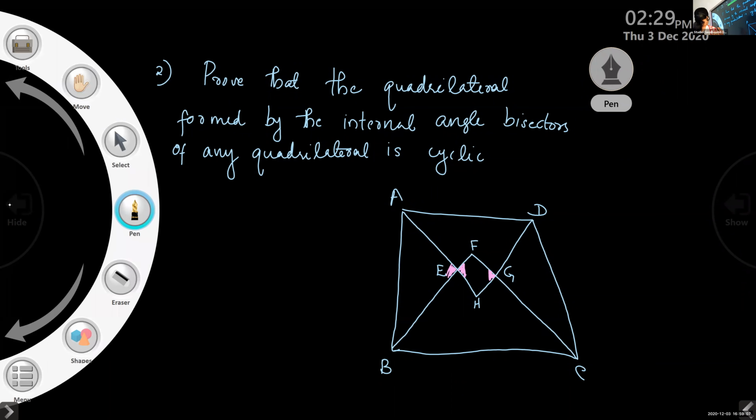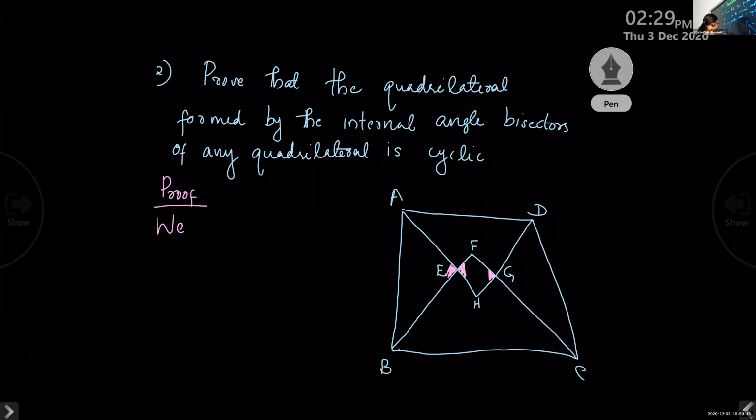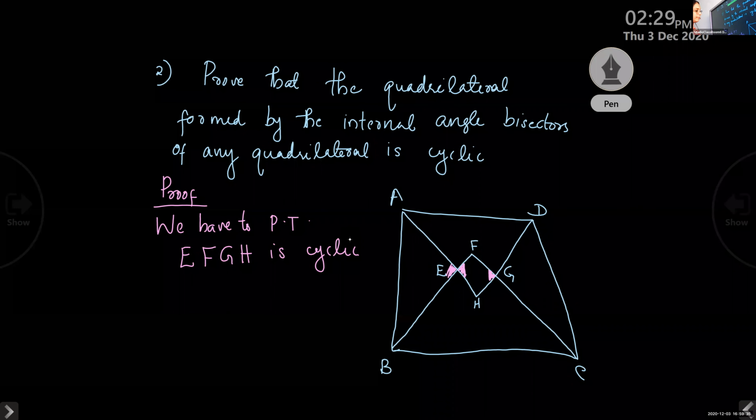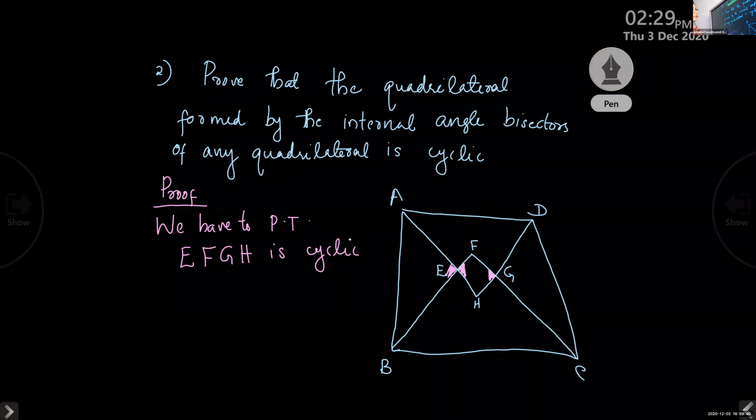So children, I'll show it. We have one minute. Let me write the proof. You also write the proof, only some lines. We have to prove that EFGH is cyclic.